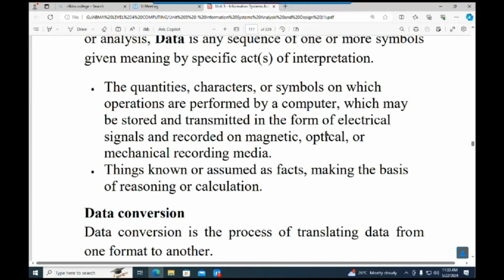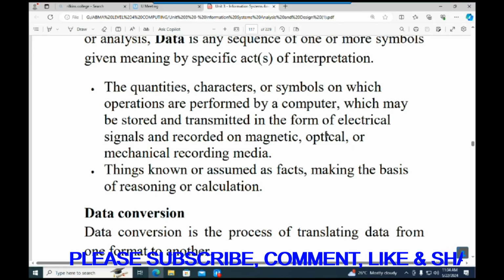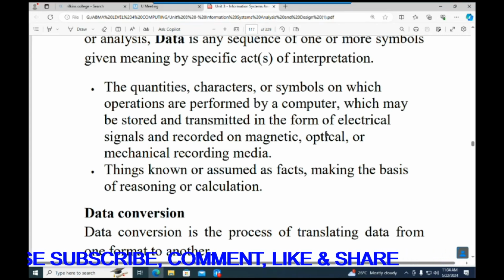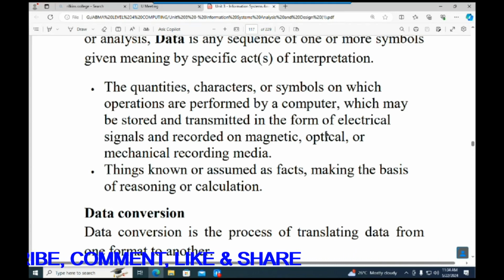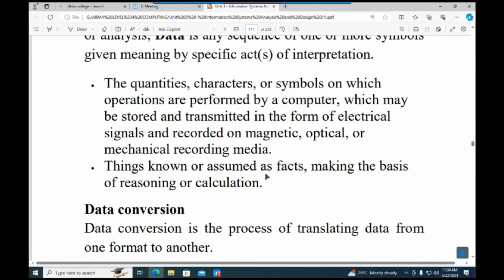So here we are talking about the quantities, the characters, or the symbols on which we can perform some operations via a computer. They can be stored, and they can also be transmitted, whether electronically, that is using electrical signals, or they can be recorded on some magnetic, optical, or mechanical recording media for transmission. Then there are things that are known, or assumed as facts. So data form the basis of reasoning or calculation. Any calculation you make is based on some form of data. Any reasoning you make is made on some form of data.